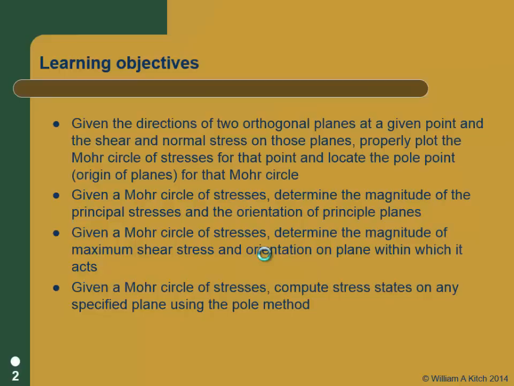So in this little module, the short version of the learning objectives is you should be able to use Mohr circles, but in particular, you need to understand this concept of the origins of planes for a Mohr circle and find what we call the pole point. And then, if you're given a Mohr circle of stresses, determine the magnitude of the principal stresses. We haven't talked about principal stresses yet, but it should be a quick review for you. And the orientation of the principal plane. I guess it would be helpful if I spelled that one correctly. There's a correction for me to make.